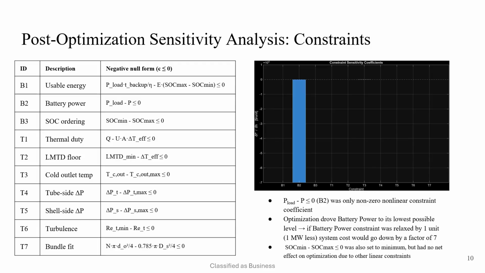All thermal systems constraints return 0, confirming that the heat exchanger has available margin on pressure drop, LMTD, and thermal duty. B3 also returns 0, not because it's truly inactive, but because a more restrictive linear state of charge window constraint is the actual binding limit. It's worth noting that linear constraints were excluded from this analysis since the perturbation method operates only on the nonlinear constraint vector. A more complete analysis would show the state of charge window constraints carrying a non-zero coefficient as well.